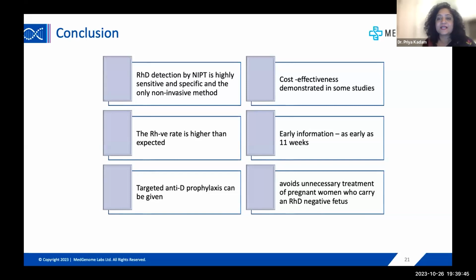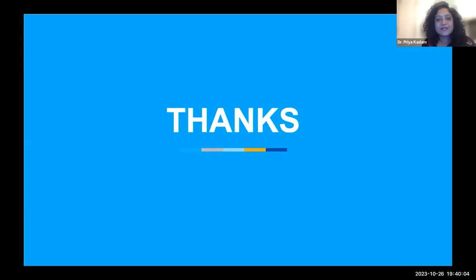Cost effectiveness has been demonstrated by Dr. Neha as well in our setting, and also several other papers. And you can get the information as early as 11 weeks of pregnancy. And of course, it avoids unnecessary treatment of pregnant women who carry RhD negative fetuses. So I'd like to stop here. And Dhiraj, if there are questions, we can take them.